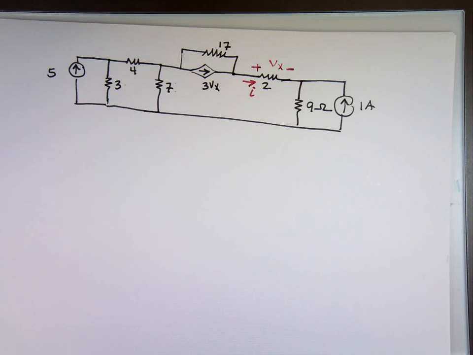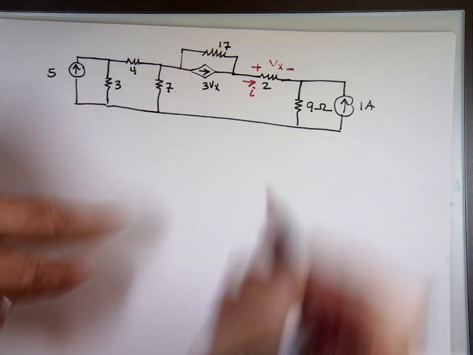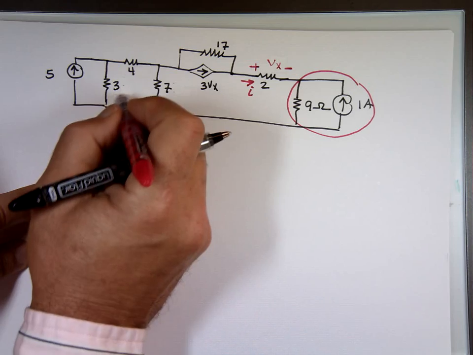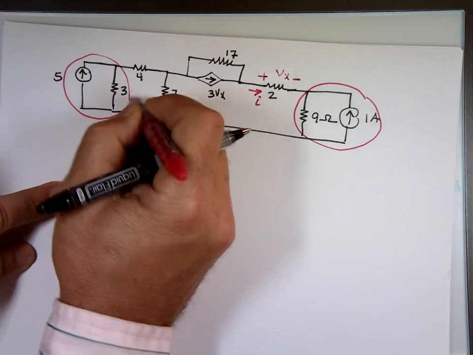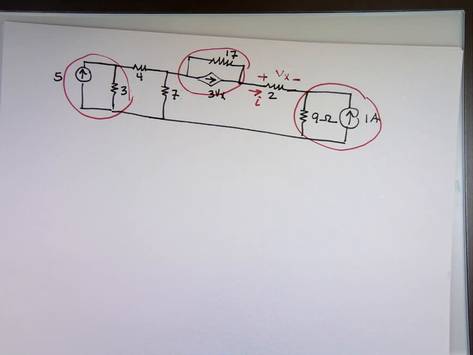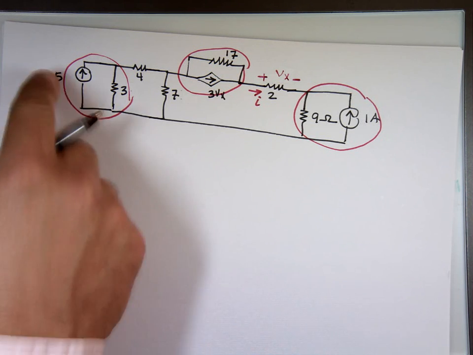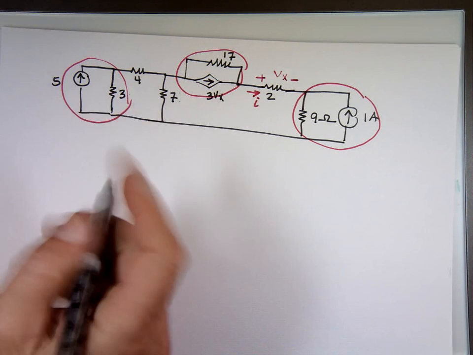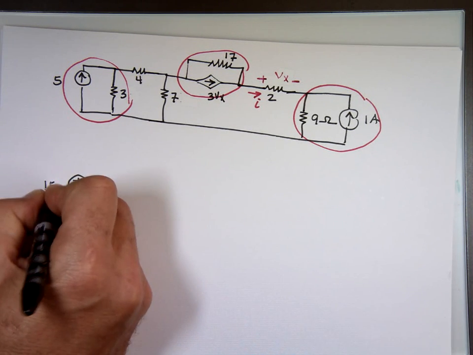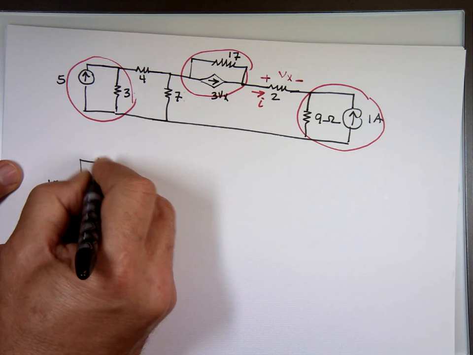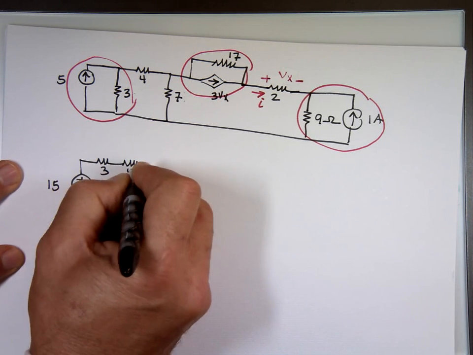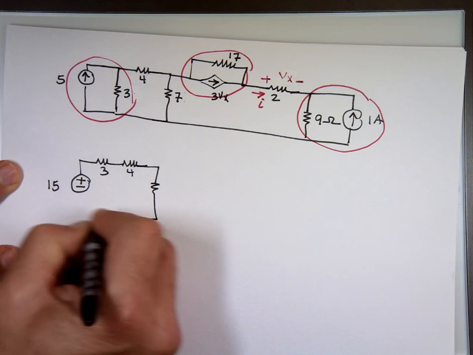What I can do right now quickly, I can do source transformation here, here, and here. All 3 of them. If I do a source transformation, 5 times 3 is what? 15? 15 volt. I'll have 3, 4, 7.